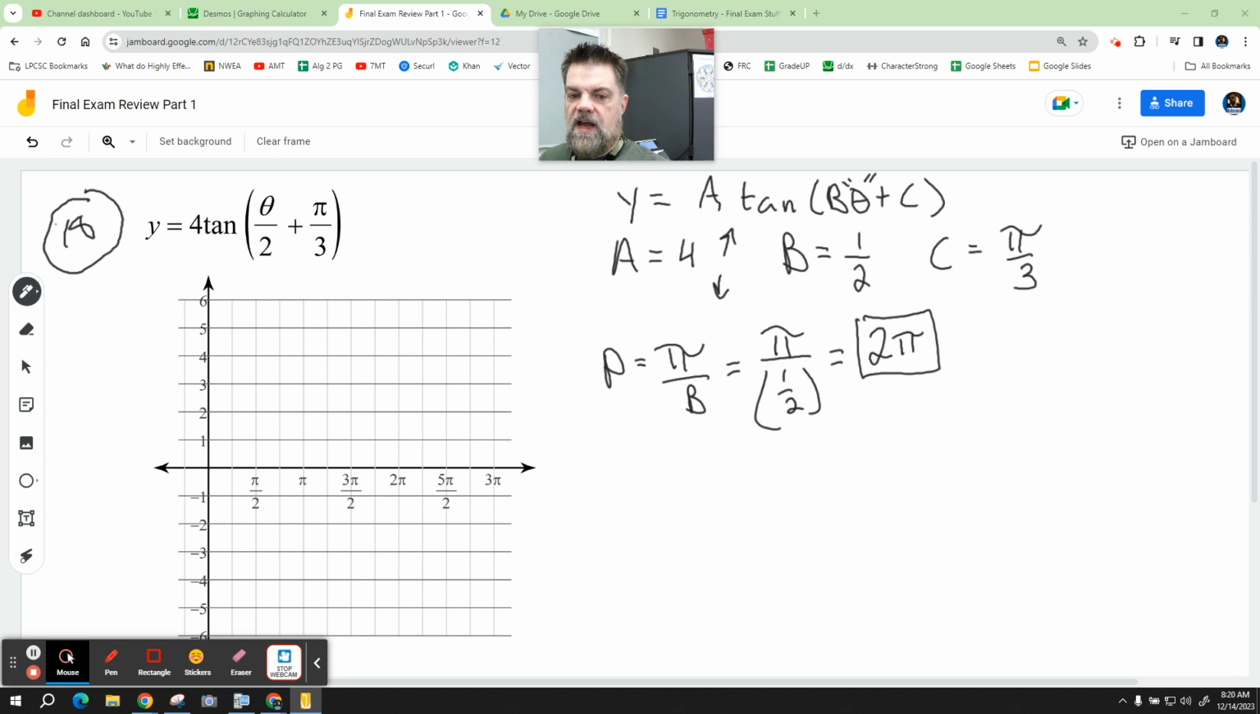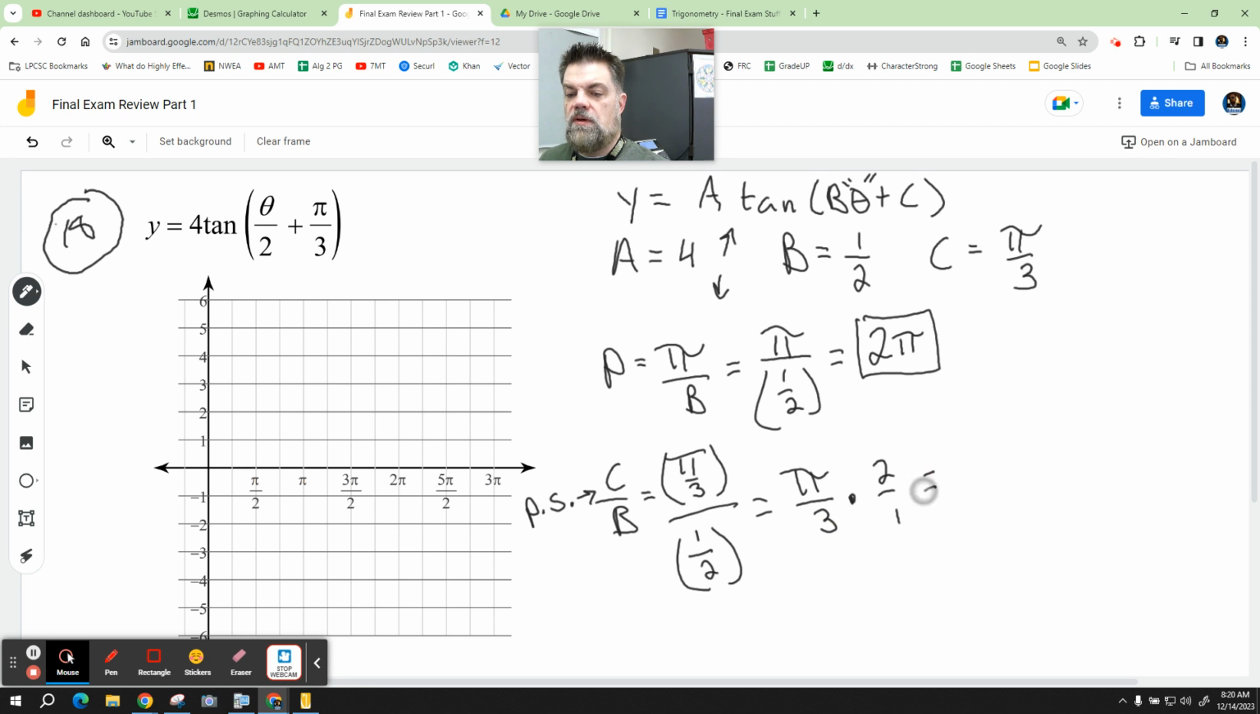Now the other thing is the phase shift, which is C over B, right? So the phase shift is going to be pi over 3 divided by b, which is 1/2. When you divide a fraction by a fraction, you actually multiply by the reciprocal, and so you get 2 pi over 3. Yeah, that's a hard one to keep track of. Let me double check this to make sure I'm doing this right. 2 pi over 3.